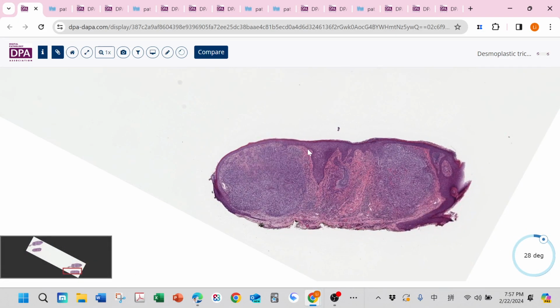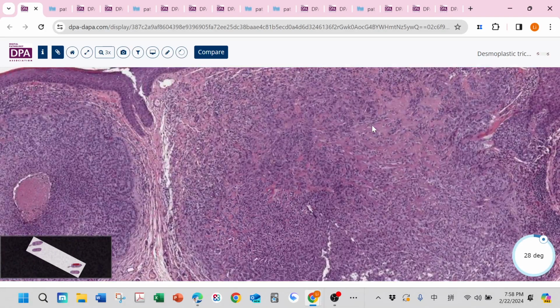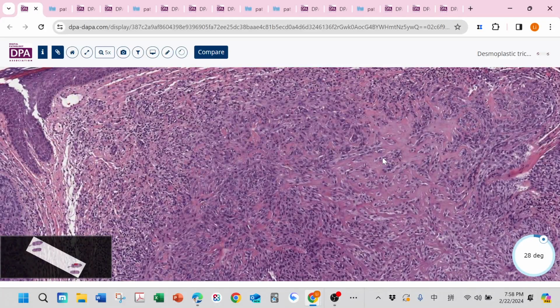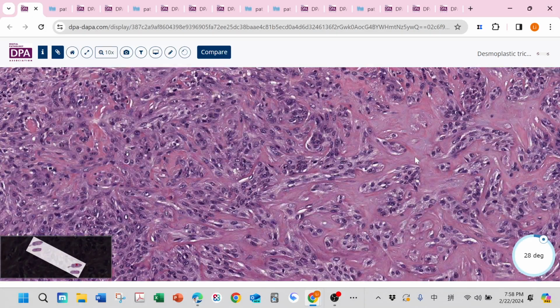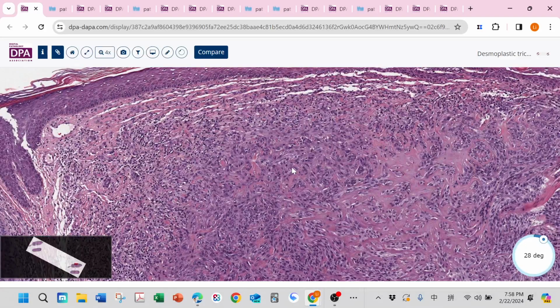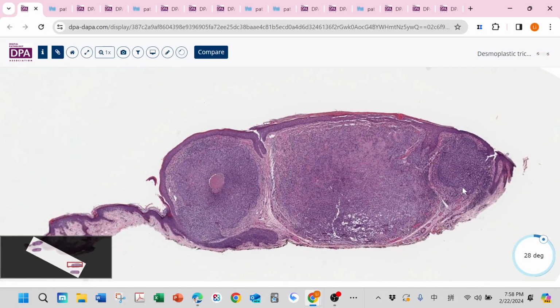You need to bear in mind this entity is a benign entity, but if you go to high power, it's kind of scary, because these cells look like infiltrating, well differentiated squamous cell carcinoma, but actually this one is desmoplastic trichilemmoma. So when you see the base, you are sure that this is a well demarcated lesion. Combine all of the features, and you can make the final diagnosis as benign.